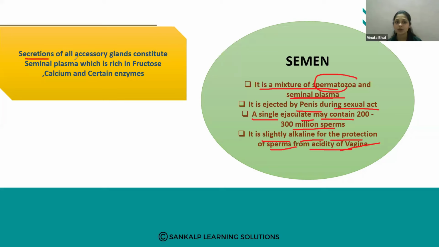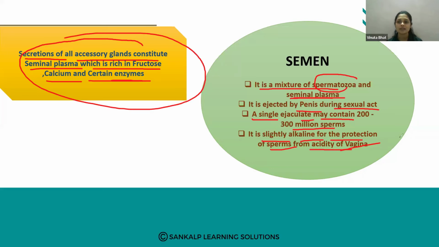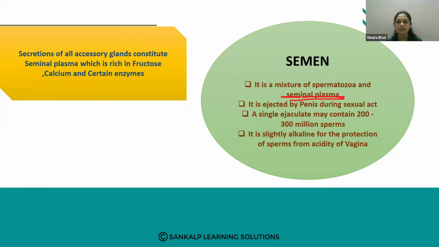Here, the secretion of all the accessory glands constitutes the seminal plasma, which is rich in fructose, calcium, and certain enzymes. Very important for your exam. So the semen contains the sperms and the seminal plasma. What is seminal plasma? It is secreted by the male accessory glands, and it is rich in fructose, calcium, and certain enzymes. So very important for your exam.